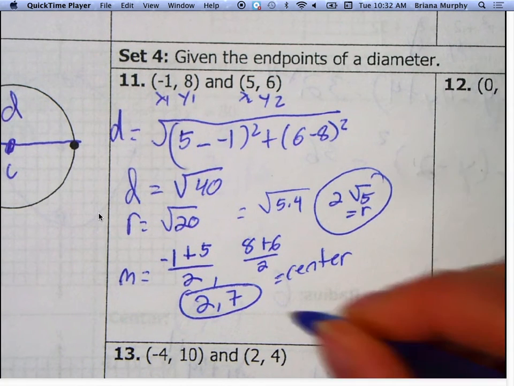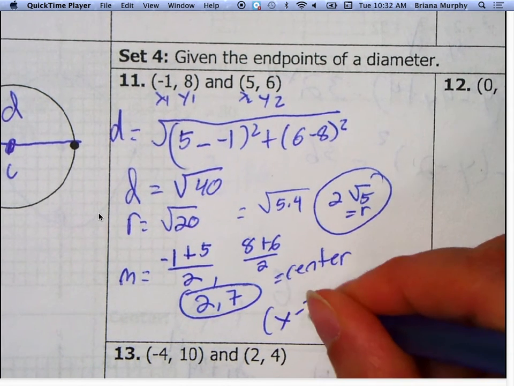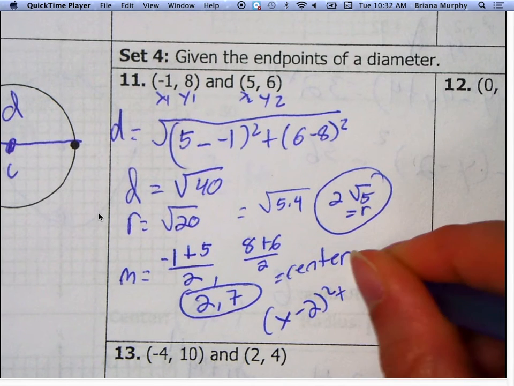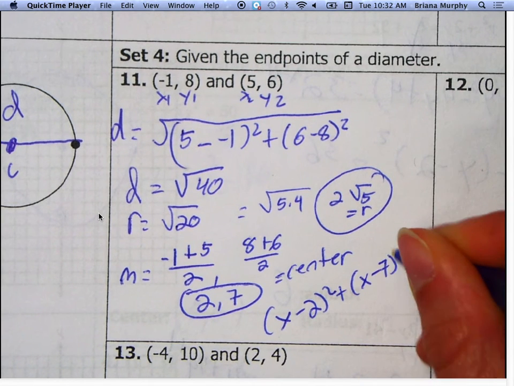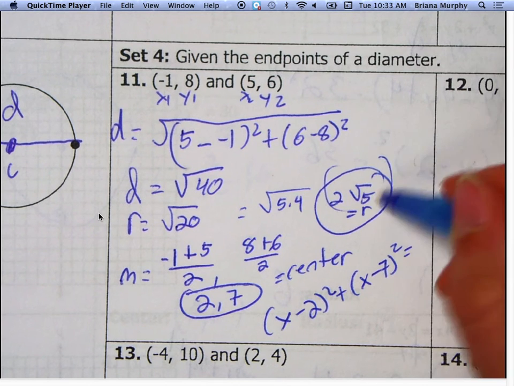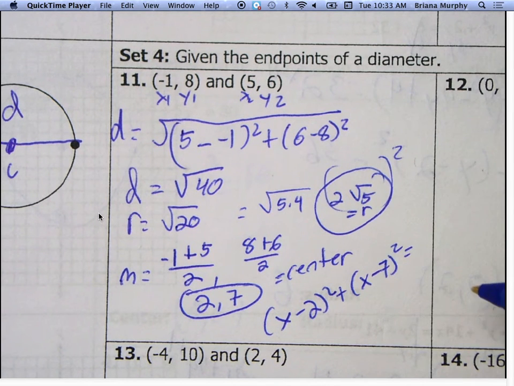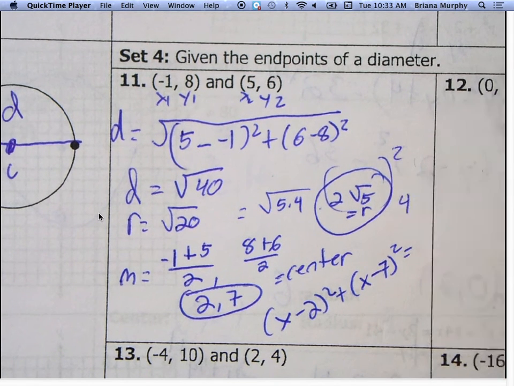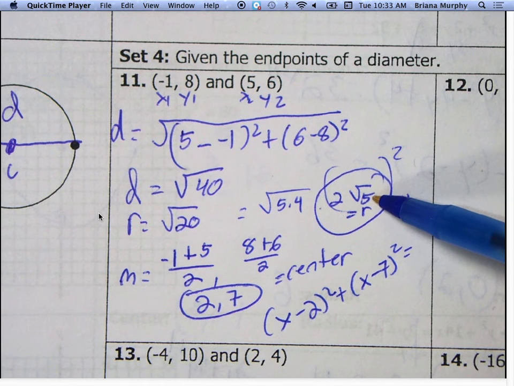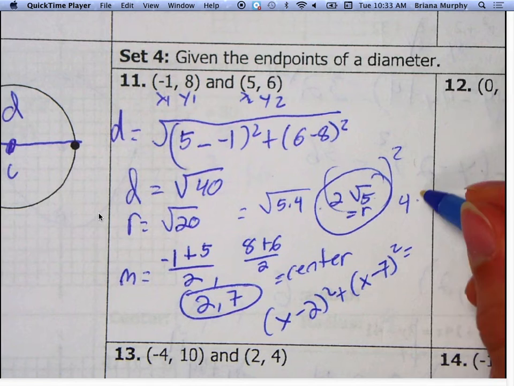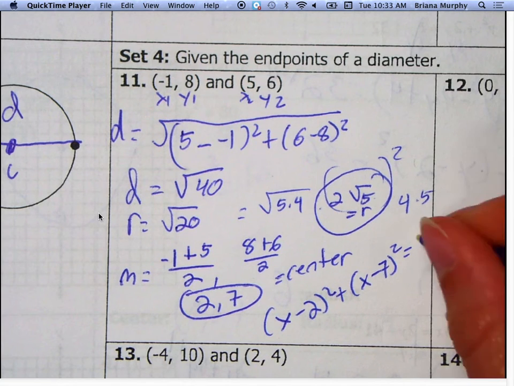So I'm just going to go x minus 2 squared plus y minus 7 squared equals, we want to square this, right? 2 times 2 is 4. Square root of 5 times square root of 5 is 5. 5 times 4 is 20.